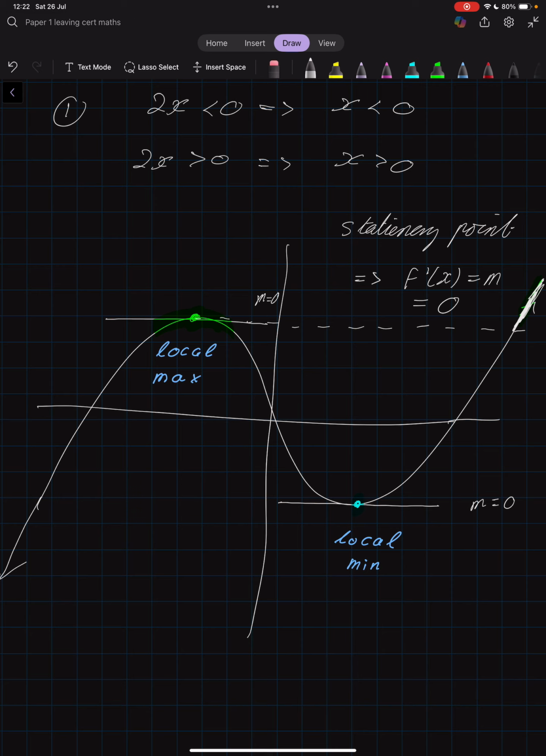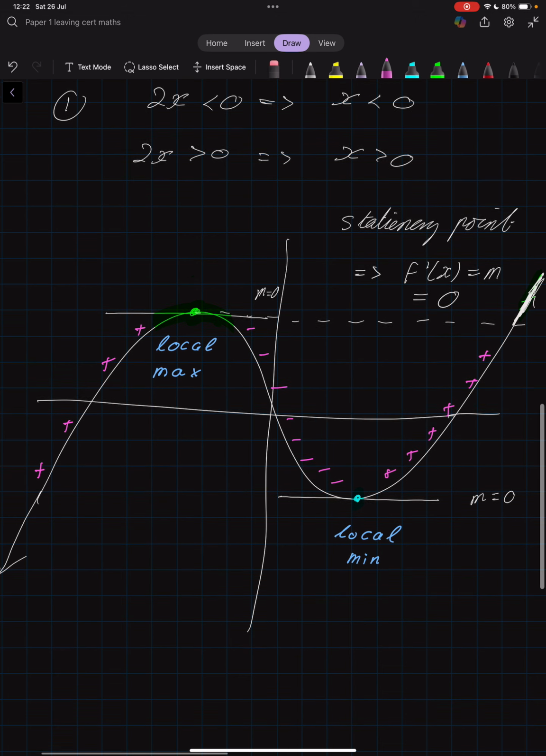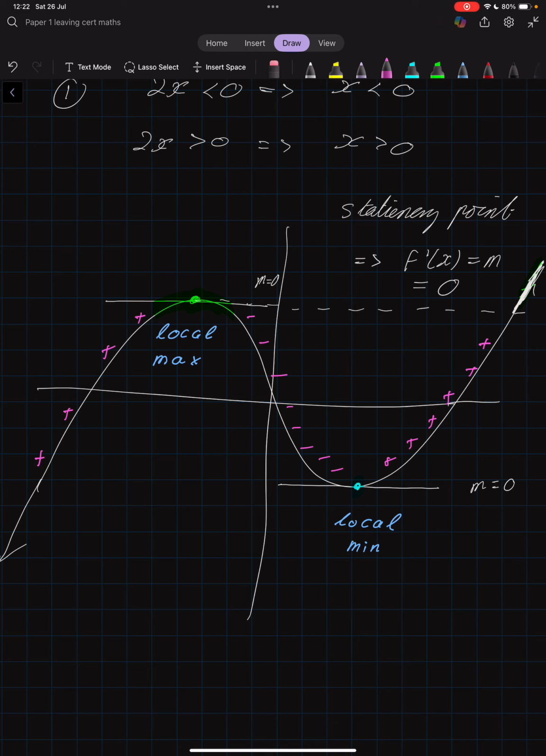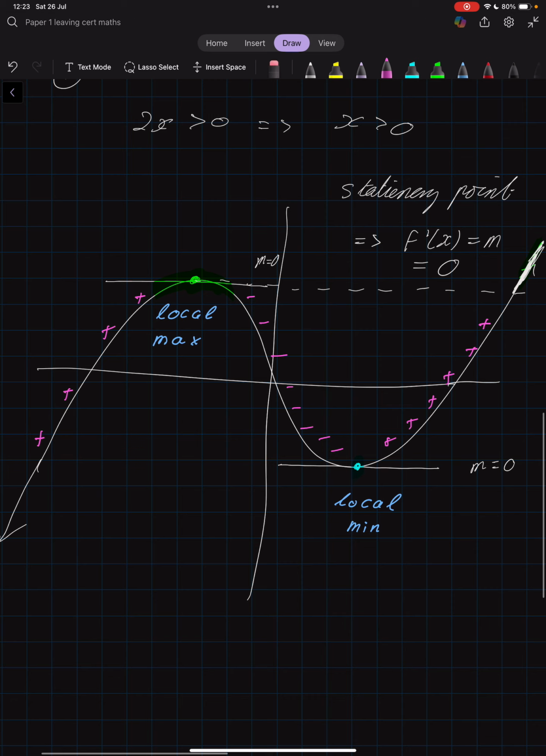Okay. These stationary points are also called turning points. Why? Because if I look at the slope, it is positive, positive, positive, positive, and then it changes to negative, and then it goes back to being positive. So if you go through a stationary point, or a local max or a local min like this, it will always be that the slope changes sign. So it's either positive and then negative, or it's negative and then positive.